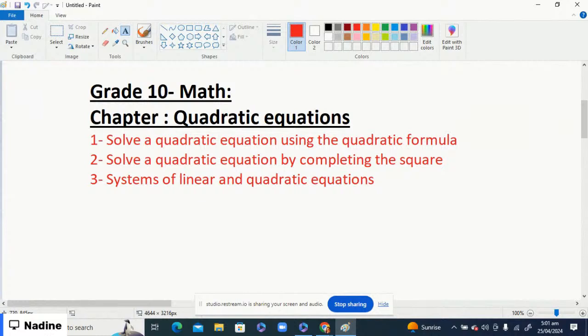Today we discuss quadratic equations. This is the name of the chapter, and here are the names of the lessons: solve a quadratic equation using the quadratic formula, solve a quadratic equation by completing the square, and system of linear and quadratic equations. All right.